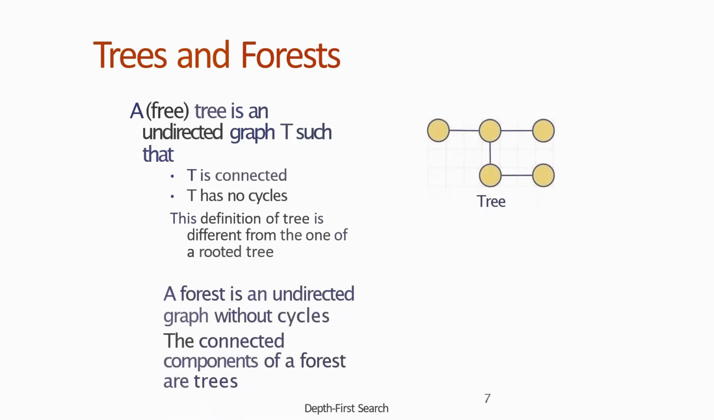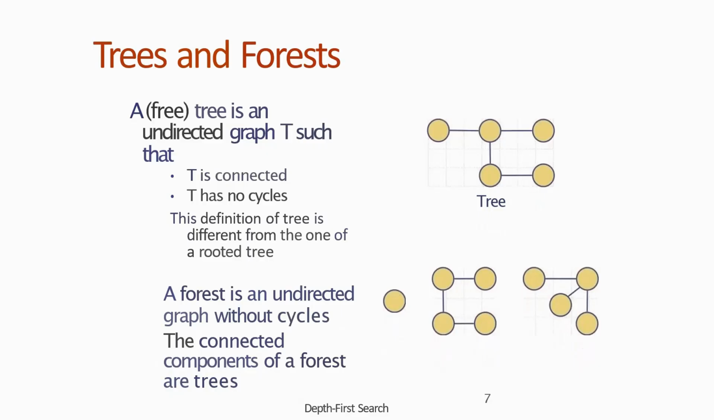So a forest is an undirected graph without cycles. The connected components of a forest are trees, like this. So a tree is an undirected graph in which any two vertices are connected by exactly one path, right? Only one path. Or equivalently, it is a connected acyclic graph. They are fundamental data structures in computer science representing hierarchical relationships. So a root node is often designated in a tree, making a rooted tree.